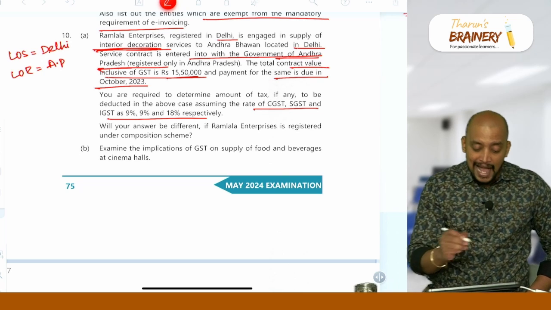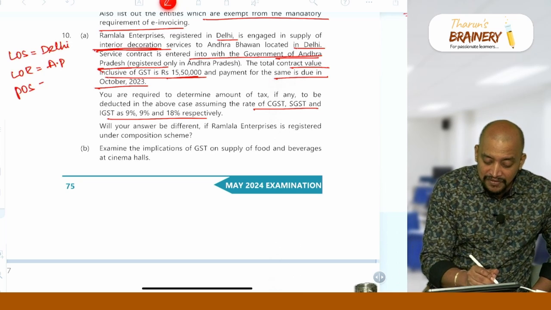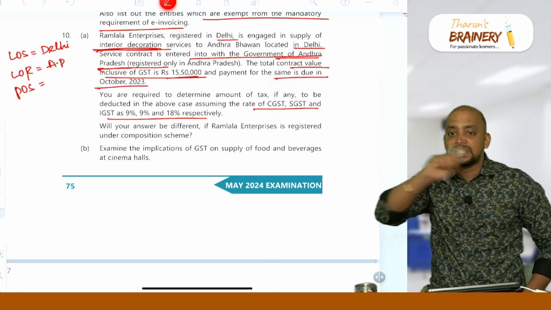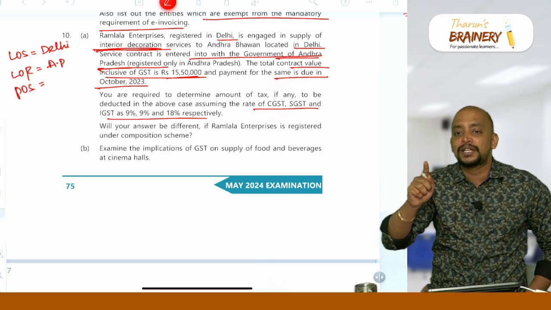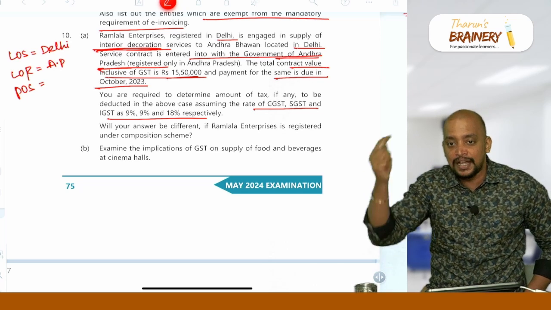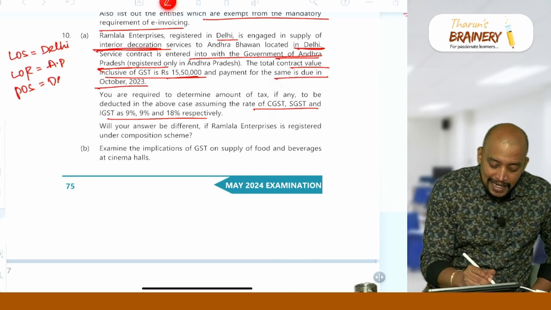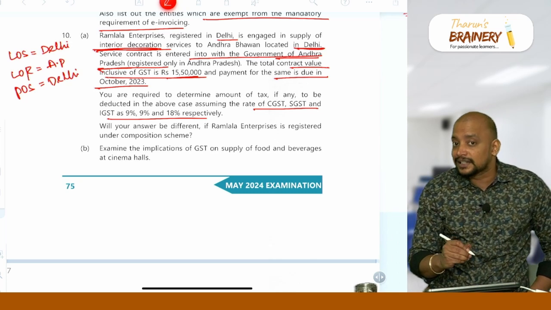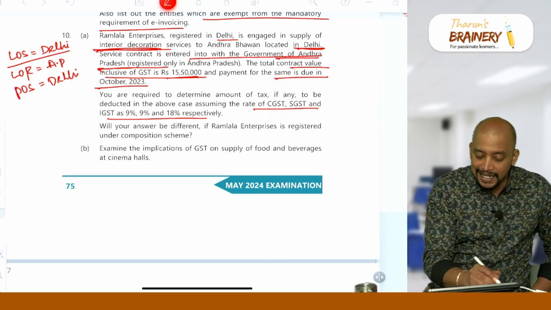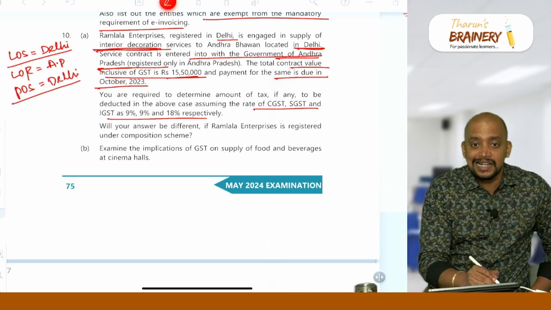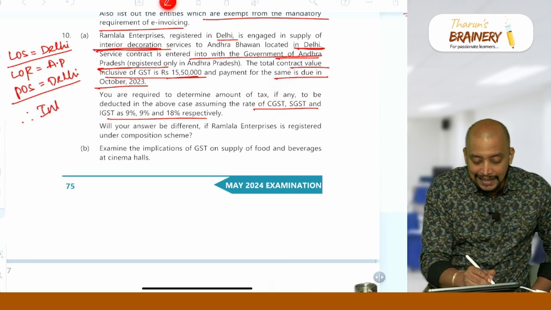Got it? And place of supply will be, it is immobile property services. Any service in relation to immobile property, what will be the place of supply? Location of immobile property. Where the immobile property is located? Delhi. So whether it is intra or inter, supplier Delhi, place of supply Delhi, therefore it is intra.